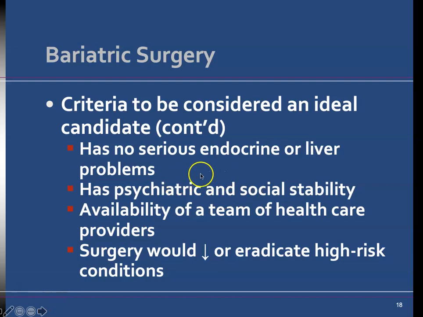And then the patient cannot have any serious endocrine or liver problems. They have to have psychiatric and social stability. And then, of course, the healthcare team has to be available to do it. Surgery will decrease or eradicate high-risk conditions.